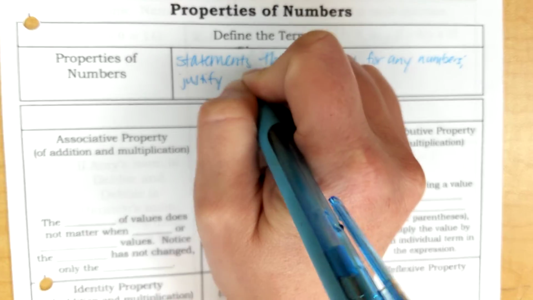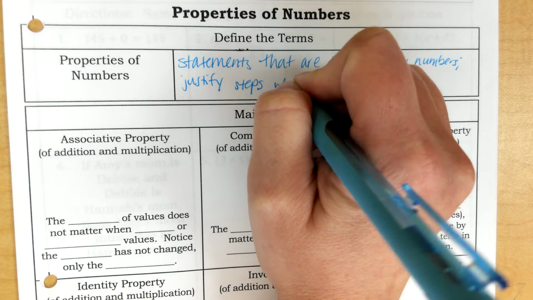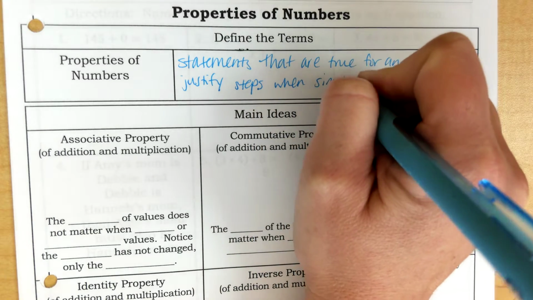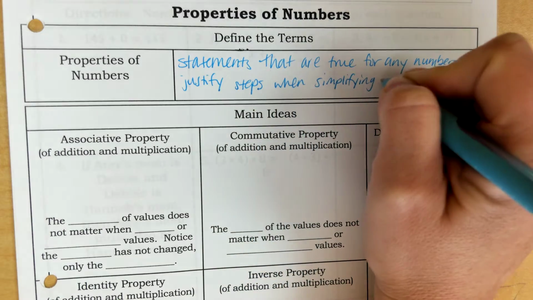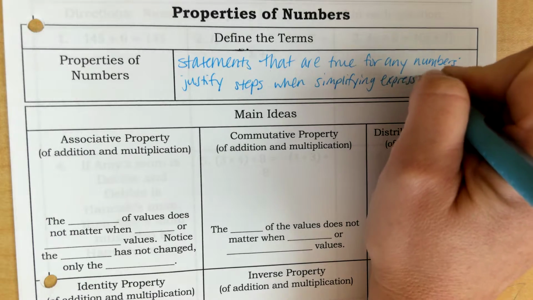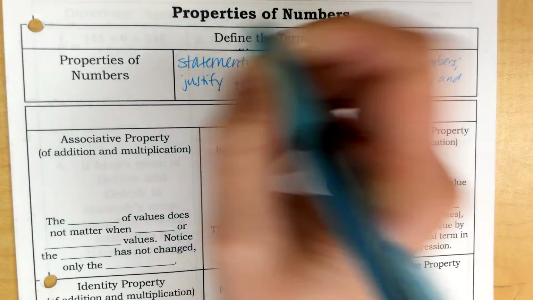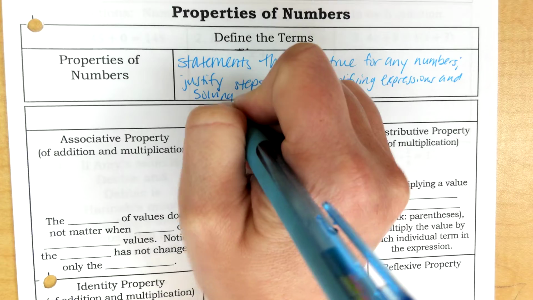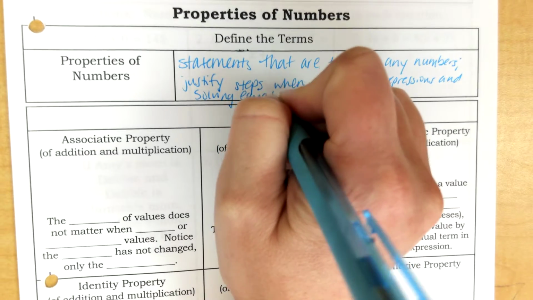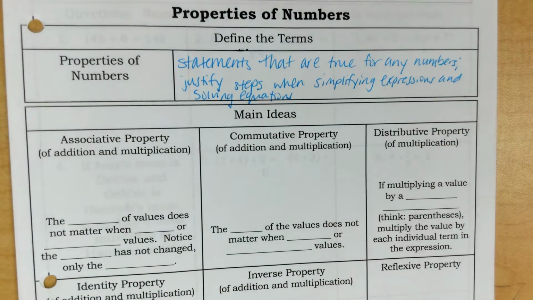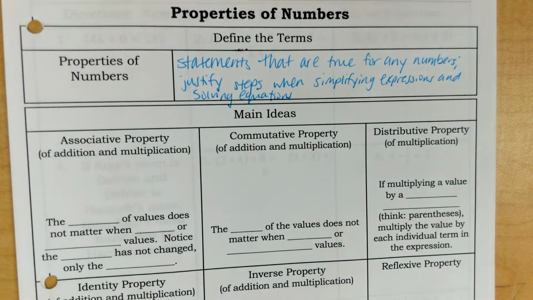And what they do is they justify the steps when we are simplifying expressions and solving equations. So we can't just do any step we want to for no apparent reason. There has to be a reason why we do each thing that we do when we simplify expressions or when we solve equations or whatever the case may be. And so properties give us the ability to take those steps that we need to take to simplify.